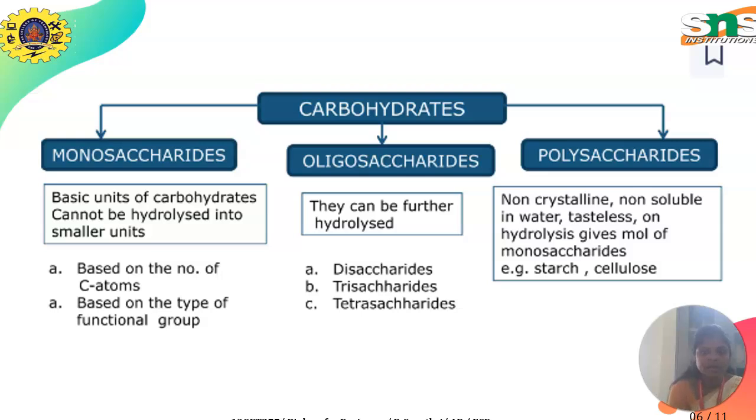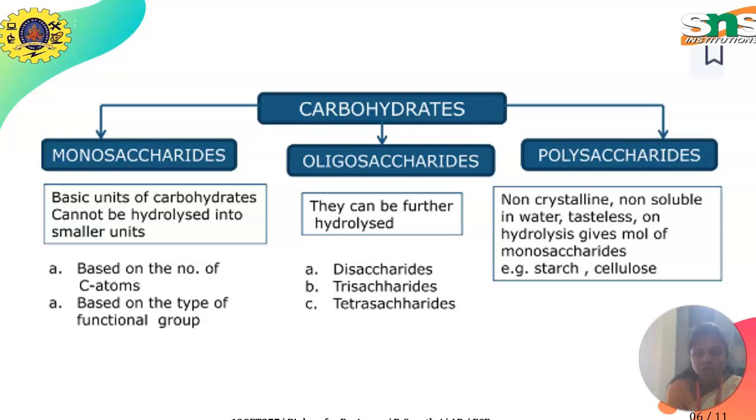Carbohydrates are classified into monosaccharides, disaccharides and oligosaccharides, and polysaccharides. Monosaccharides are further classified based upon the functional group and number of carbon atoms. Oligosaccharides are classified based upon their hydrolysis products: disaccharides, trisaccharides and tetrasaccharides. Polysaccharides are non-crystalline, non-soluble in water, tasteless, and on hydrolysis give molecules of monosaccharides.